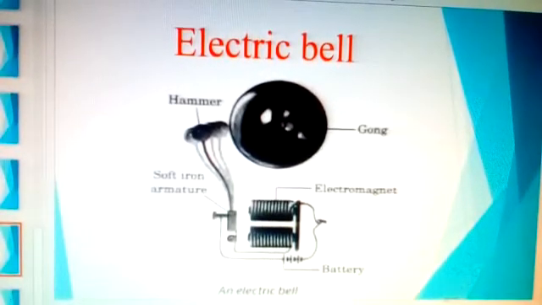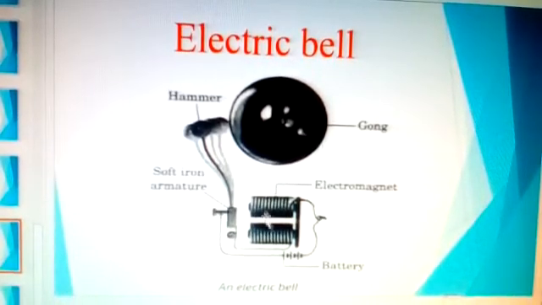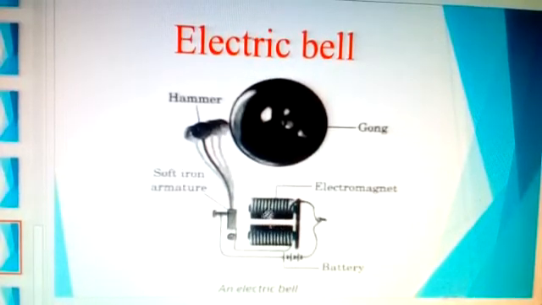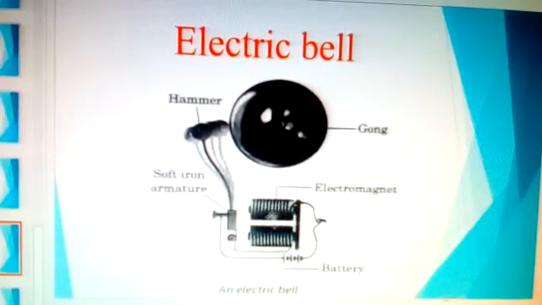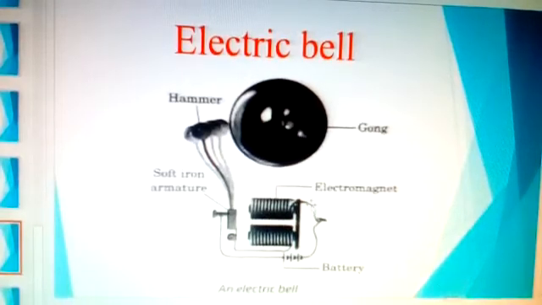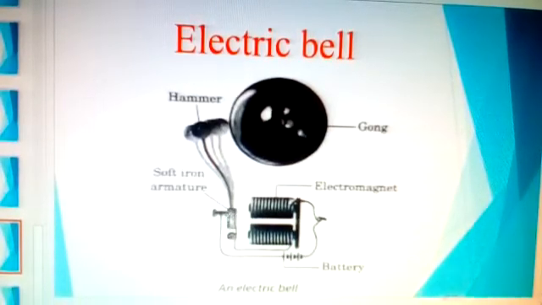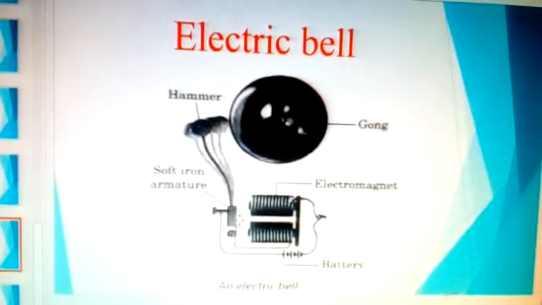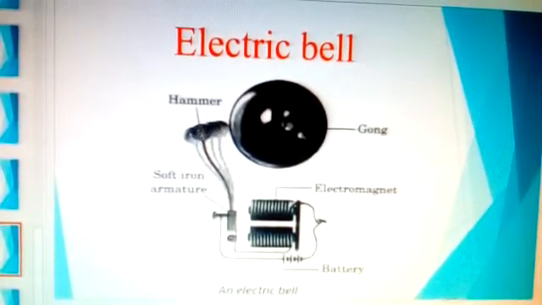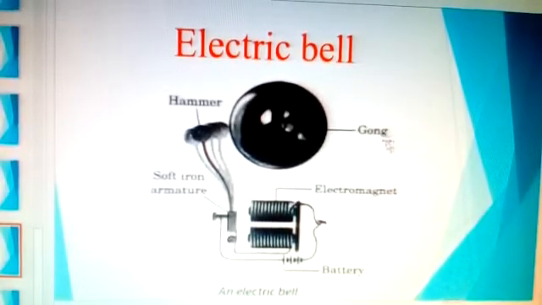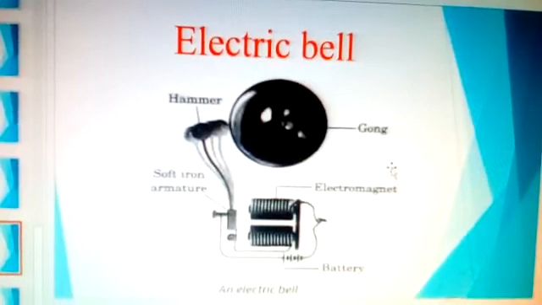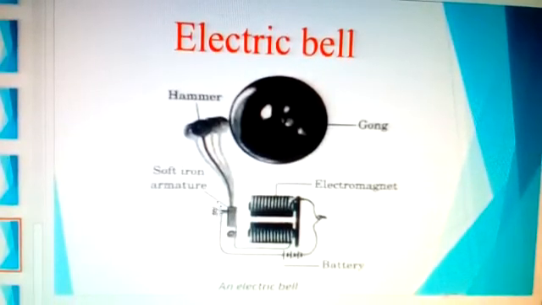This picture shows the circuit of an electric bell. It consists of a coil of wire wound on an iron piece. You can see the coil of wire wound on an iron piece. The coil acts as an electromagnet here. An iron strip with a hammer at one end is kept close to the electromagnet. There is a gong here. There is a contact screw near the iron strip.